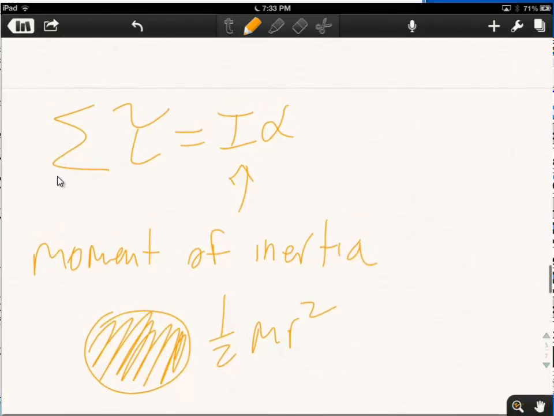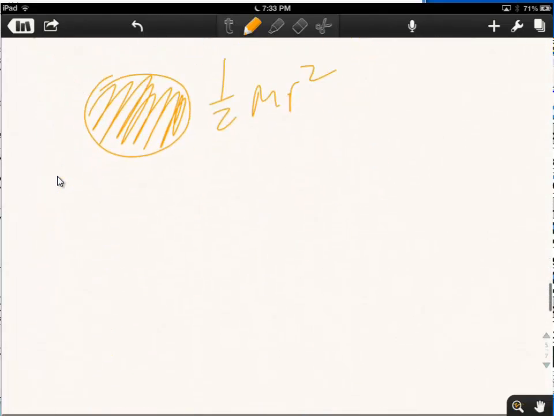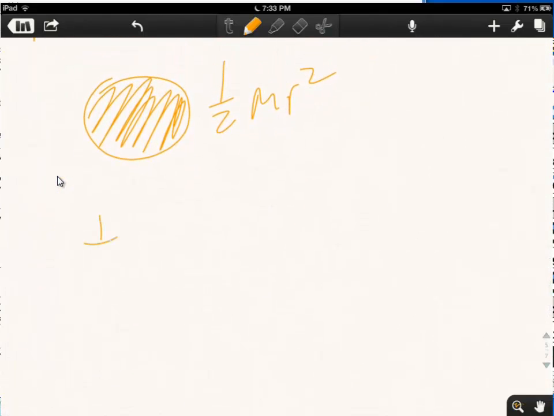So the last thing on this lab to do is find I for disk 1 and disk 2. Okay, I want those. I for disk 1 and I for disk 2. That's the moment of inertia. It should be the slopes of your line. Okay?